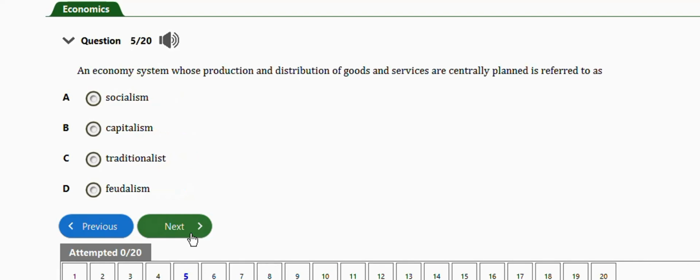Next question. It says an economic system whose production and distribution of goods and services are centrally planned is referred to as: socialism, capitalism, traditionalism, feudalism. The right answer is option A, which is socialism.